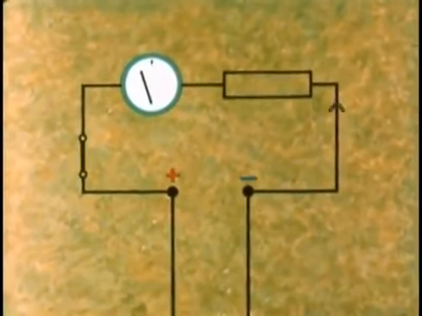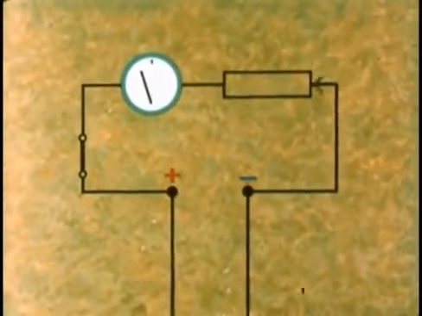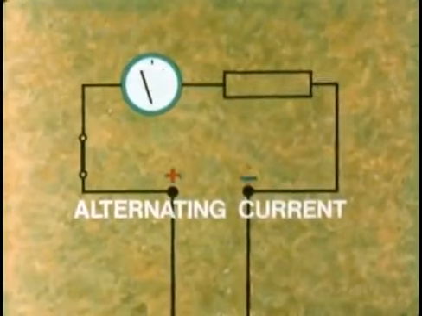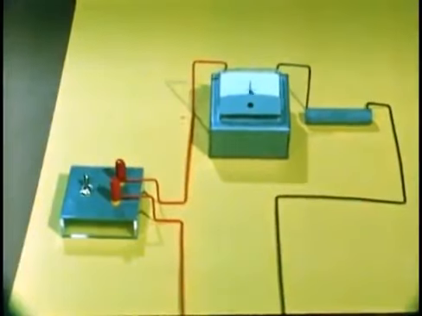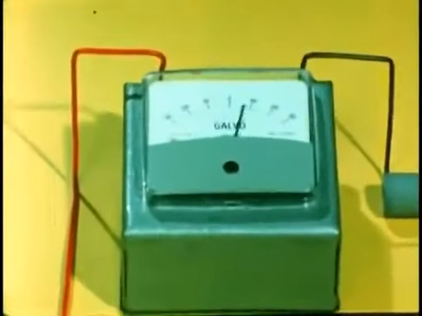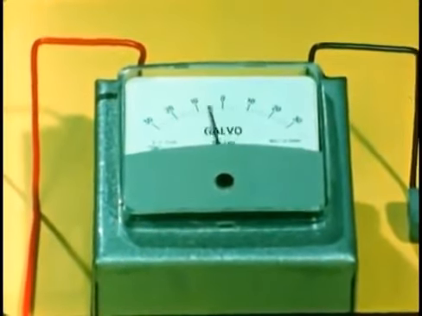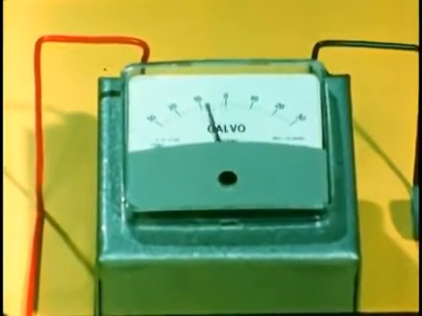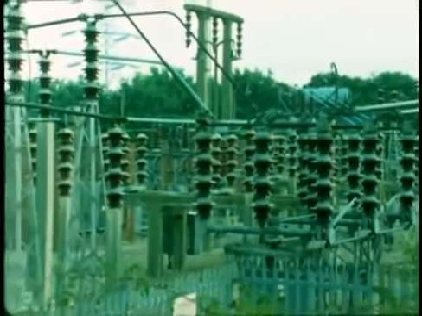But current also exists in a different form in which the direction of the current goes first one way and then the other, and of course is called alternating current, AC. Here an alternating current is causing the pointer in the instrument to swing first to one side and then to the other side. But this is a very slow alteration, and the sort of AC we will be dealing with changes direction many times in a second.